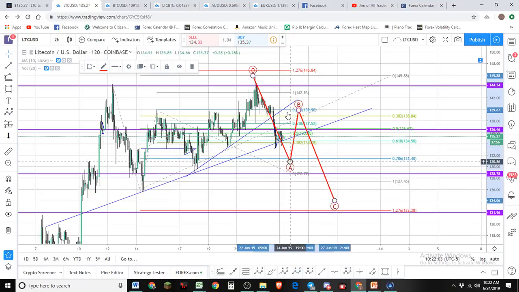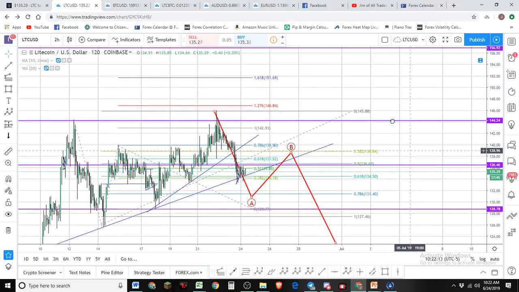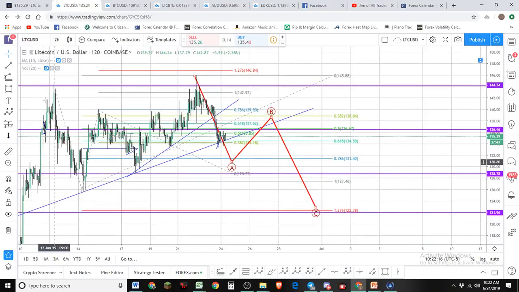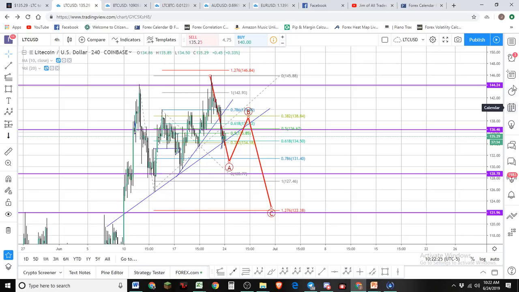This might come down a little bit further before we go up a little bit and then come down. So we might have some shape like that as well, and this would be more of a complex correction. So we would have basically a double correction here, or a flat. It's a flat on a larger time frame. That's I guess more of what we're looking at.